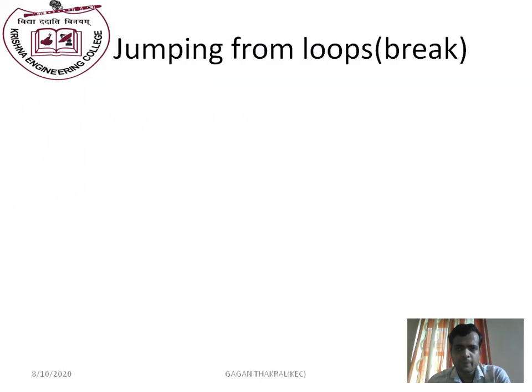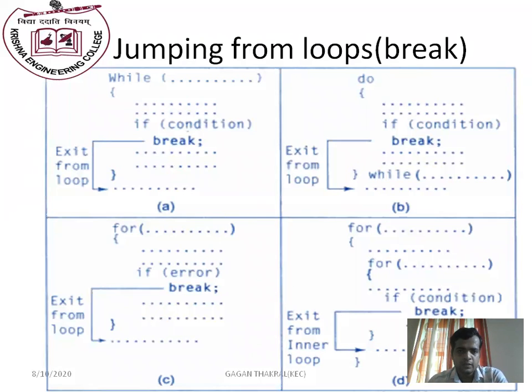Now we use jumping from loops, that is break. Break is used for jumping from the loop. In this figure, initially in section A, we are using while loop. If condition is true, then we are writing break. It will exit from the while loop conditionally. So break is used to exit from the loop.